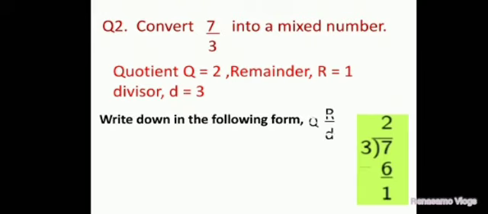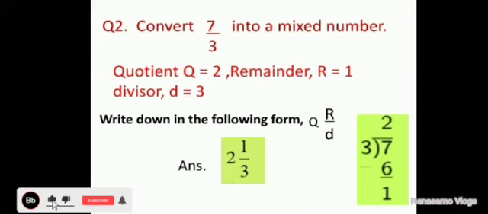Next one, convert 7 by 3 into a mixed number. Divide 7 by 3. You will get 2 as quotient and 1 as remainder. Here 3 is the divisor. Write down in the following form: Q R by D. The answer is 2 1 by 3, which is a mixed number.